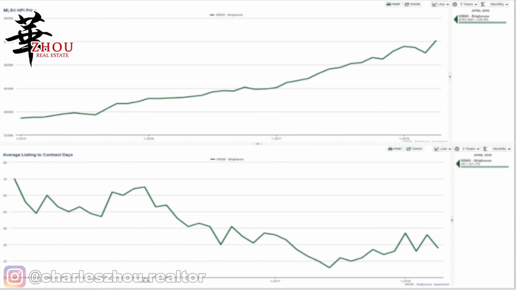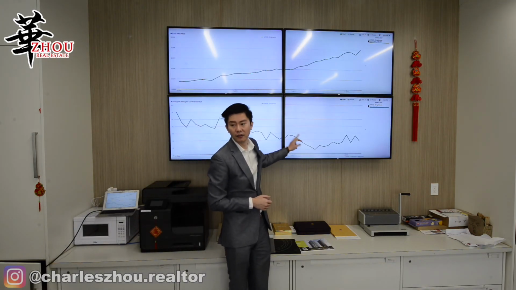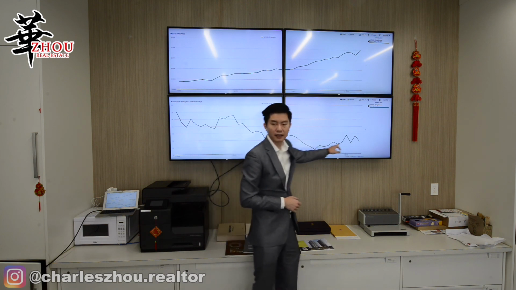This is the price index and average listing contract days. So you see condos at that time, it's kind of hot, right? It sells a lot faster.